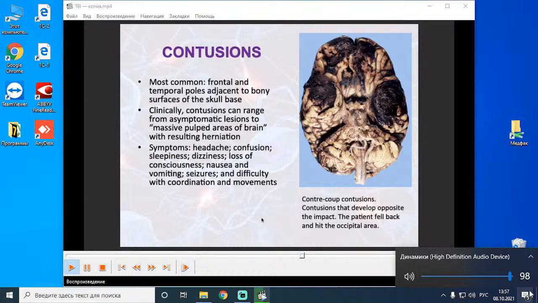Contrecoup contusions, contusions that develop opposite the impact. The patient fell back and hit the occipital area. Here you can see these black parts. These black areas are contusions, post-mortem.